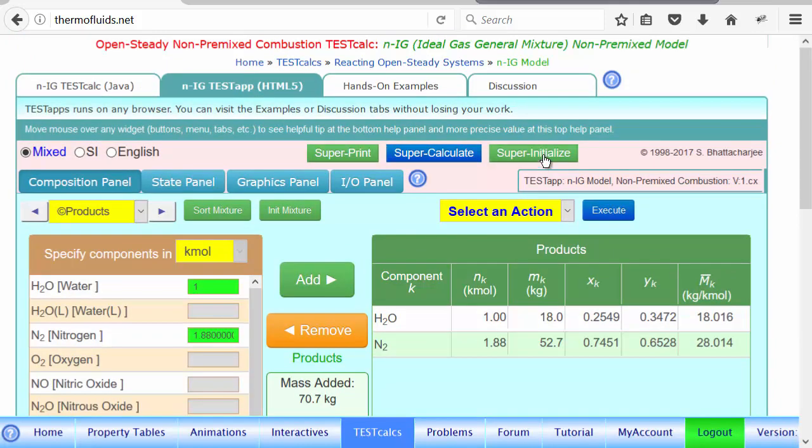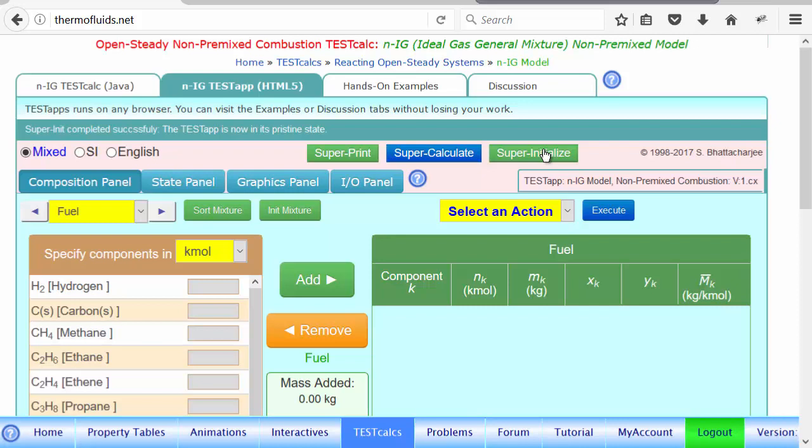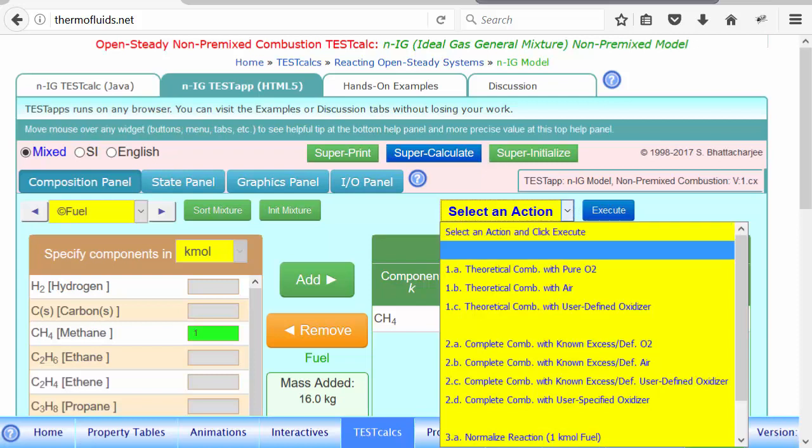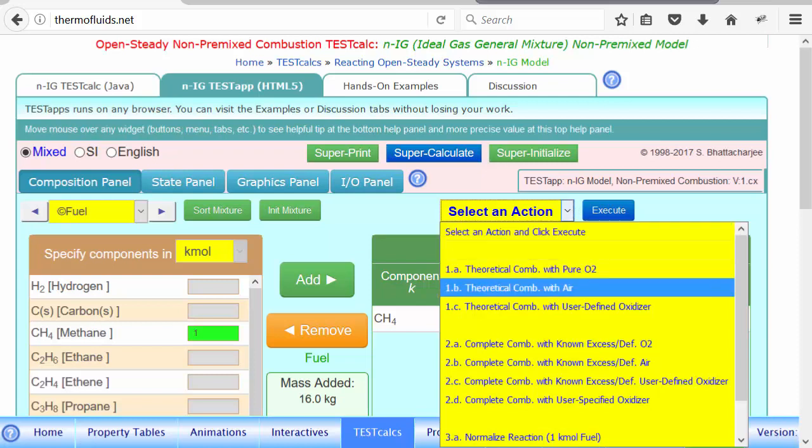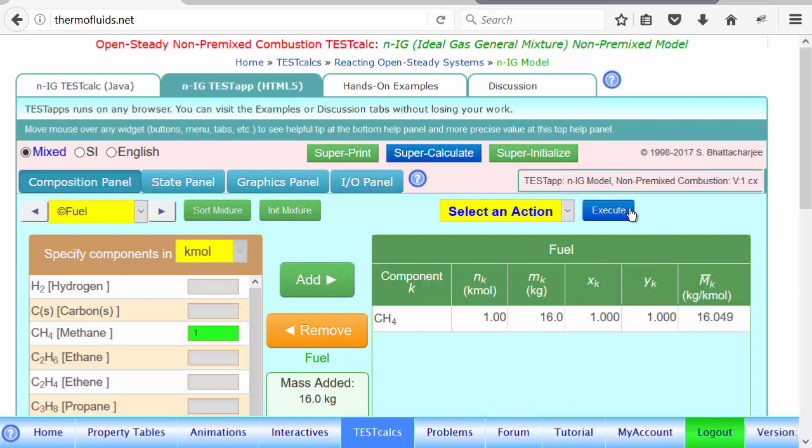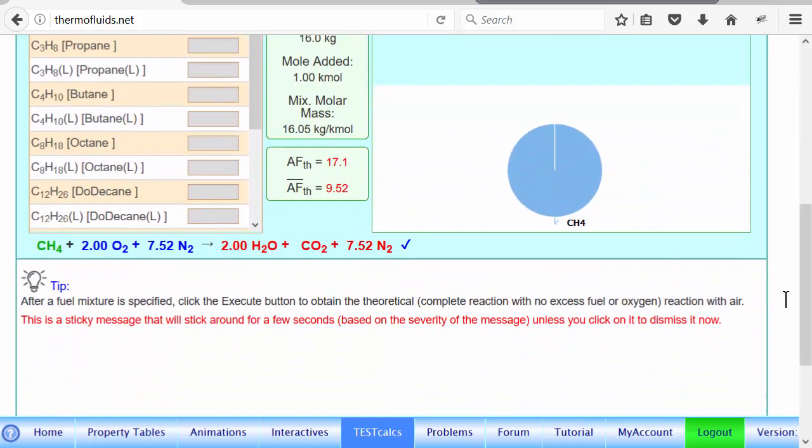Let's reinitialize and start over again. This time, let's say we are burning methane. And we already know theoretical combustion. Let's do a theoretical combustion with air. And again, you'll see how the methane reaction is balanced. You should know how to do that manually, just by taking care of each atom on both sides. All the unknowns can be found there.